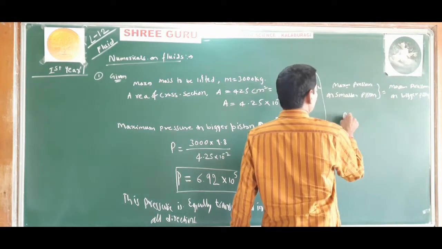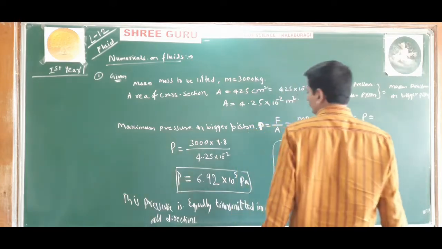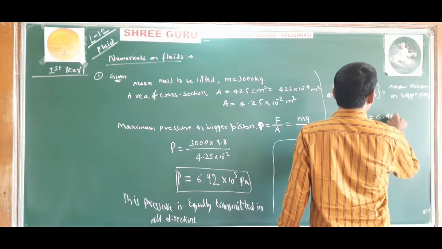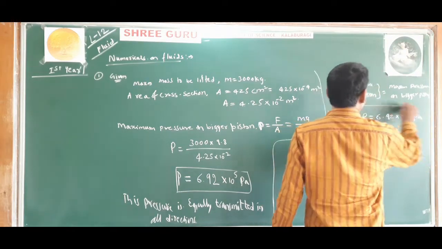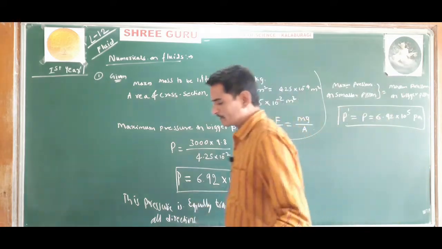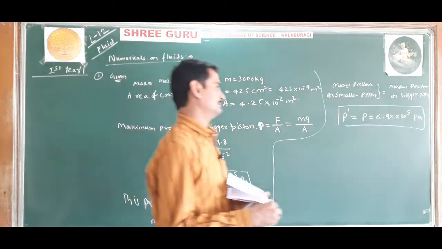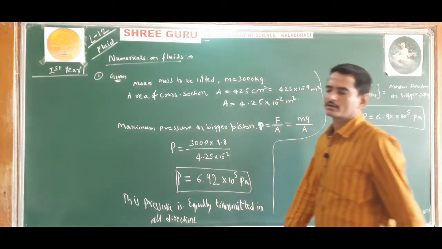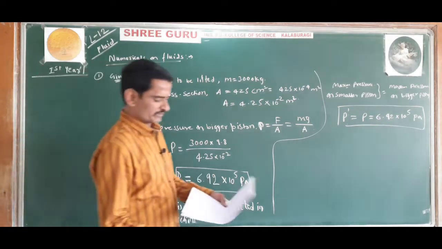So therefore P dash is equal to the maximum pressure on the bigger piston. We have got the answer, that is 6.92 into 10 to the power 5 Pascal. This is the maximum pressure that the smaller piston can withstand. Understood? Okay. Hope you have understood this numerical.